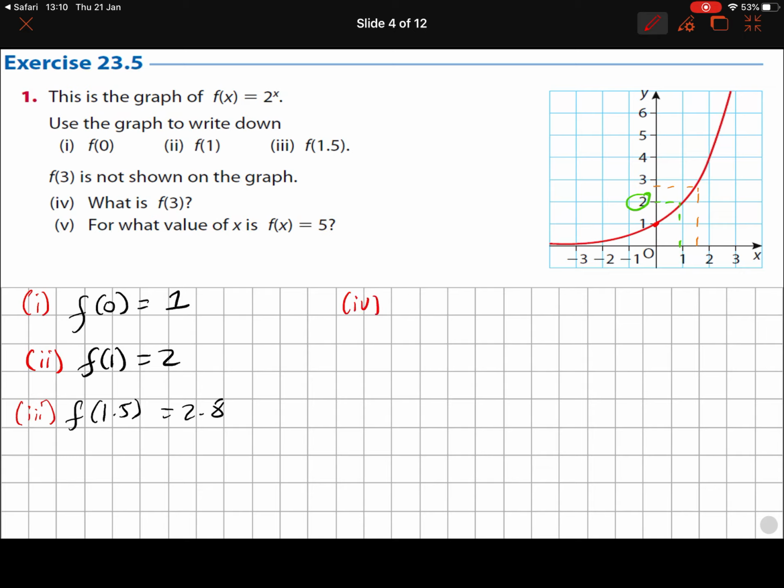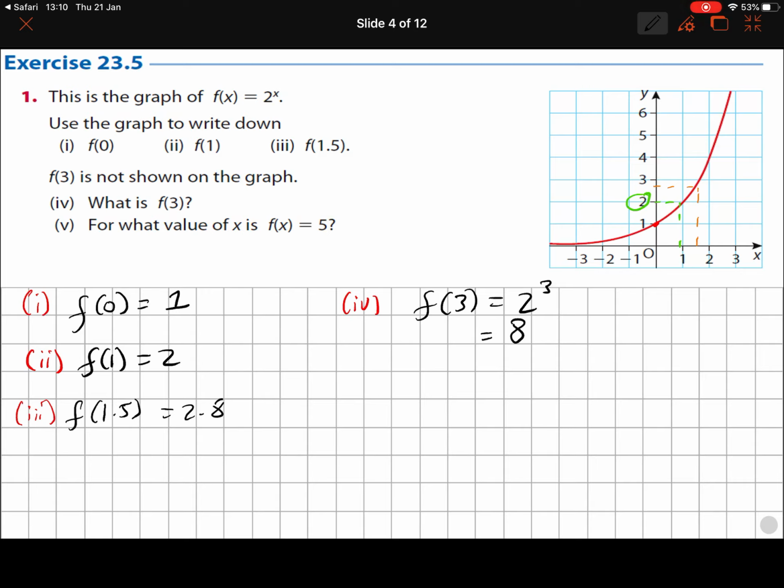Okay, part 4. f of 3 is not shown on the graph. What is f of 3? So because it's not shown on the graph, we can still work it out. So f of 3 there, we can't get it from the graph, but we can do it algebraically. So f of 3, replace x with 3, so it's 2 to the power of 3. And we know that 2 to the power of 3 is 8. So our answer here is 8. So you have to do that without using the graph.